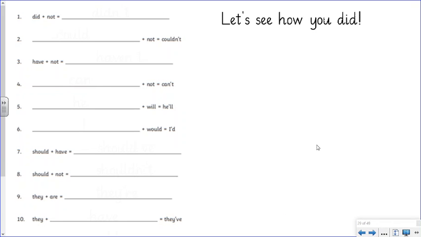Okay guys, let's see how you did. So did and not becomes didn't. Okay, the O has been removed, so the apostrophe has been placed there. Something and not is couldn't. Well done, it's could. Have not becomes haven't. Okay, the O has been taken out, so the apostrophe has been placed there. Something and not makes can't. Well done, that's can and not.